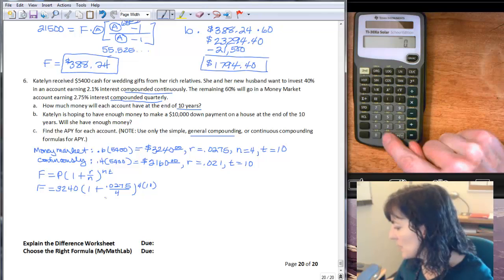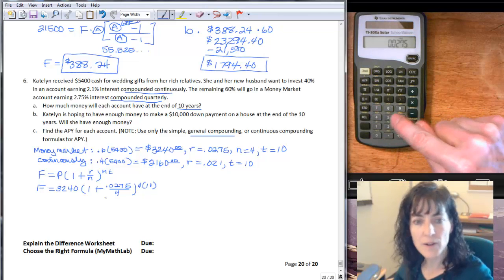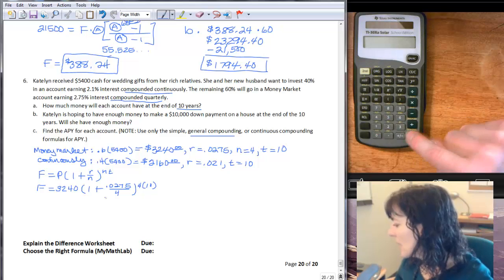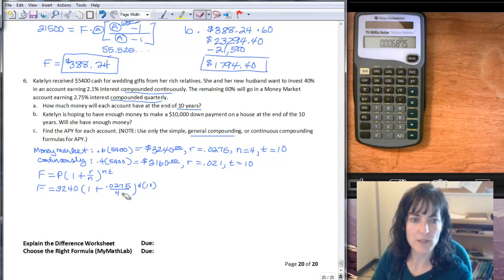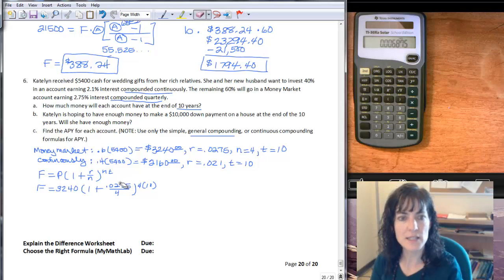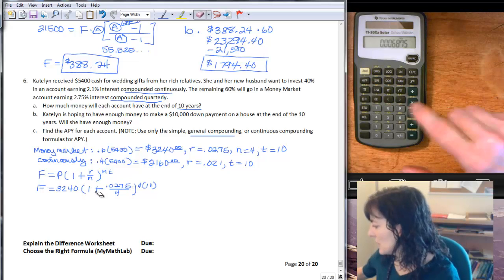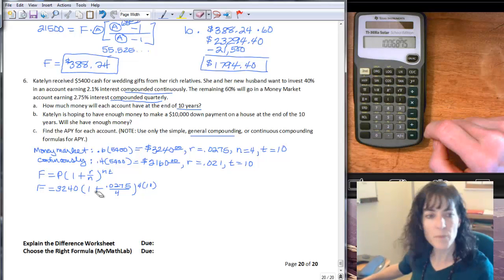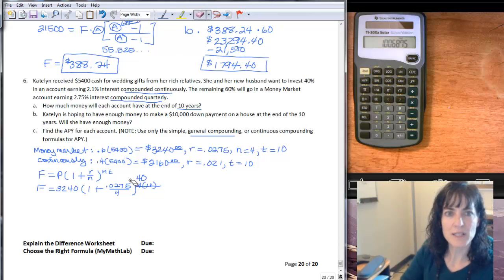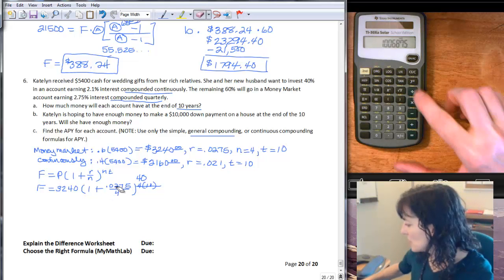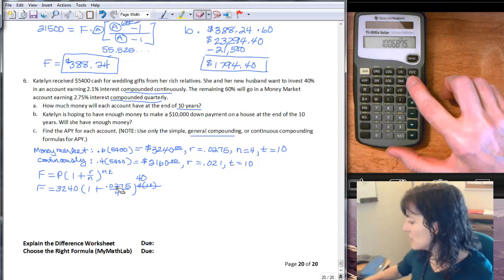Let's see how it looks on this calculator. So I start with 0.0275 divided by 4, and that is going to give me that first fraction inside the parentheses. So I have this little piece right here, 0.006875. Add the 1 to it, so plus 1, equals, now I have this whole part in parentheses, raised to the, I said you should always do that up front, and I didn't because it was an easy one, 4 times 10, so 40. So that's what I'm going to be raising that quantity to, the 40th.